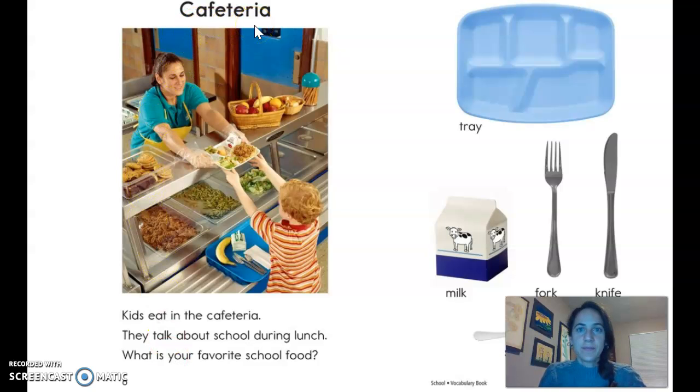Cafeteria. Kids eat in the cafeteria. They talk about school during lunch. What is your favorite school food? Yeah, what is your favorite school food? Is it the quesadilla? Is it the pizza or the chicken? All right, here's some other words. Tray, milk, fork, knife, and spoon.